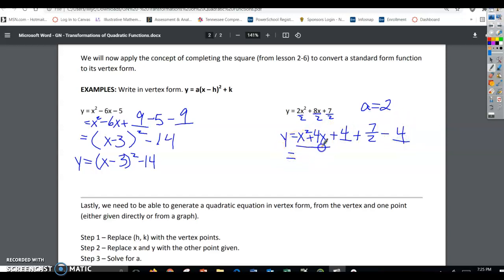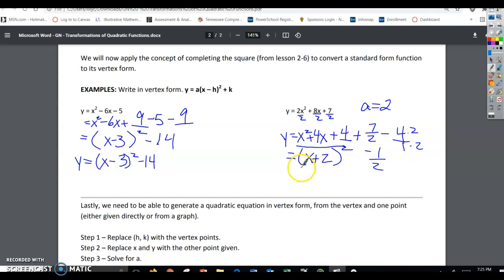And now these first 3 make up a perfect square trinomial. So it's going to be x plus 2 squared. And then I need to add 7/2 and -4. So if I put this over 1, change this to a common denominator by multiplying top and bottom by 2, I've got 7 minus 8. 7 minus 8 is -1 over 2.